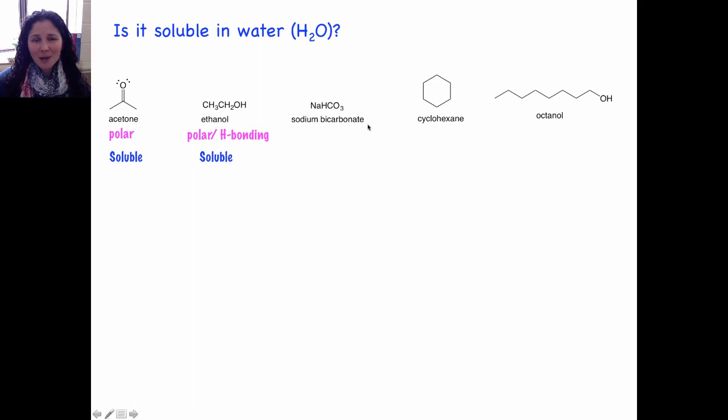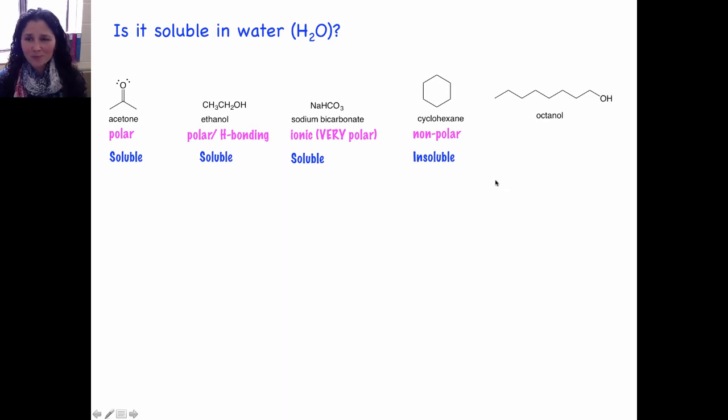Here is an ionic compound. An ionic compound is very polar, and so this will be soluble. Cyclohexane is a nonpolar molecule, therefore it will not be soluble in water. And octanol is similar to ethanol, except in ethanol there's only a 2-carbon chain on the alcohol, and in octanol there's an 8-carbon chain on the alcohol.